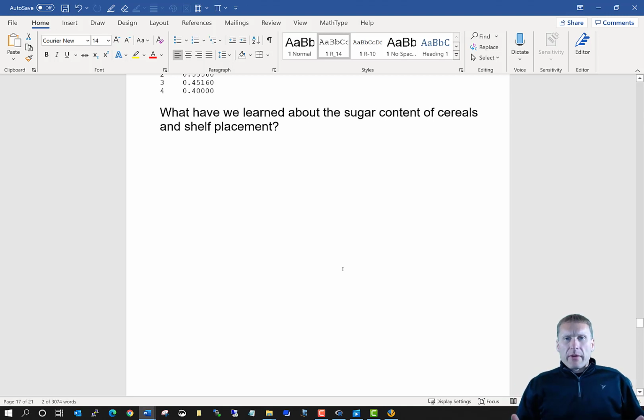So what have we learned about the sugar content of these cereals and their shelf placement? Well, it appears that there might be some kind of trends here, that indeed shelf two, which is the second to lowest shelf, tend to have some higher sugar content cereals. Now, this is by no means a formal analysis. We will more formally look at this later in the course when we start talking about inferences, but this is our initial investigation into the data here.